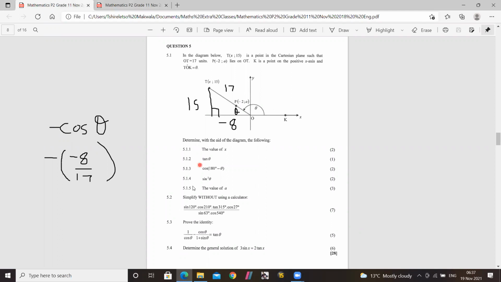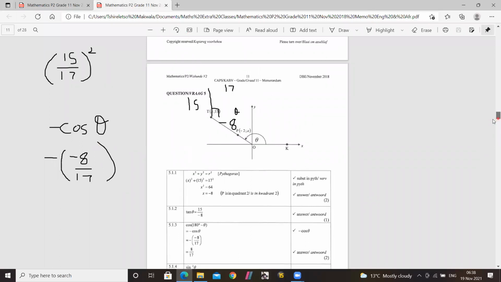Then the next one, 5.1.4, says sine squared theta. So sine squared, we know that sine is opposite over hypotenuse, right? So the opposite of theta is 15, the hypotenuse is 17, that squared. Then put it in the calculator, and you'll get your answer for this one.